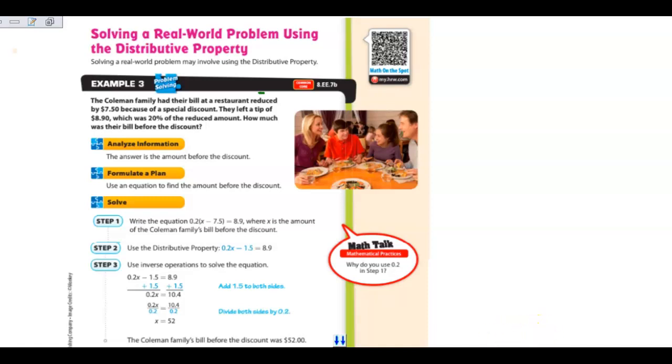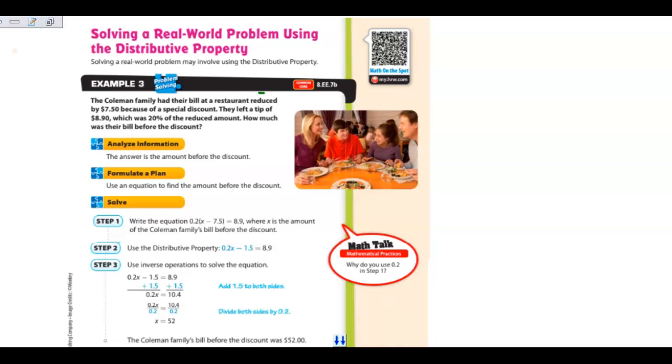Welcome back. This is part 3 of solving equations using the distributive property. This one is using real-world problems, learning how to write the equation using the distributive property, and then solving to be able to answer the real-world problem.